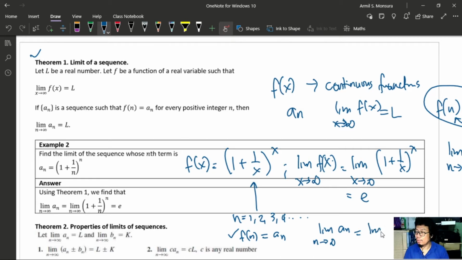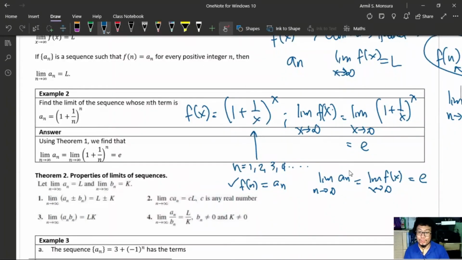Okay, the limit of f of x as x approaches 0, which in that case is still e. But again, you don't really have to go through this rigorous process every time. We can simply jump into this statement. We can simply evaluate the limit of a sub n as n approaches infinity. That's all there is, because we already have theorem 1 for that.